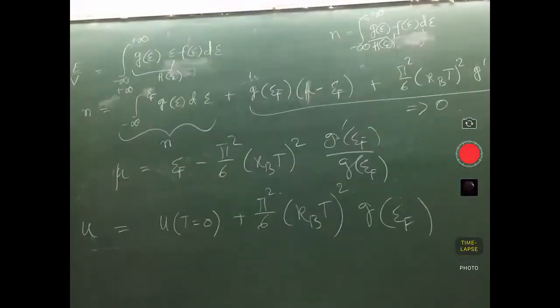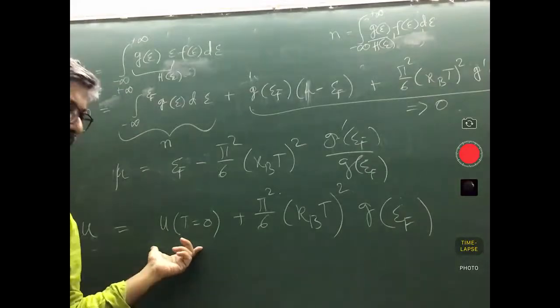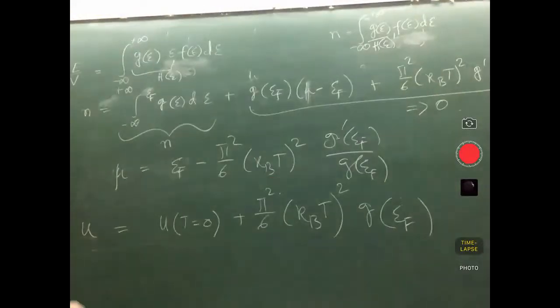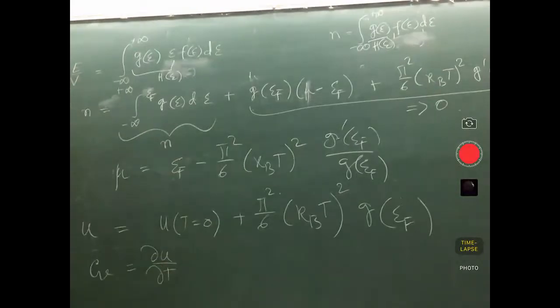I think it is better. So this is what I'm talking about. This is the expression for the energy that you get at finite temperature. This piece was what we had calculated at T equal to 0, plus this, which is dependent on T squared. So if you were to calculate the specific heat, you would get something that goes as T. So the temperature dependence of the specific heat due to the electrons is linear in T.